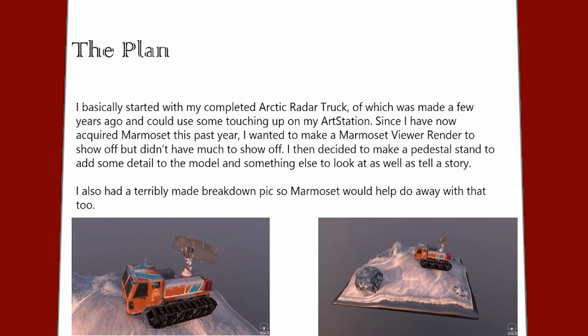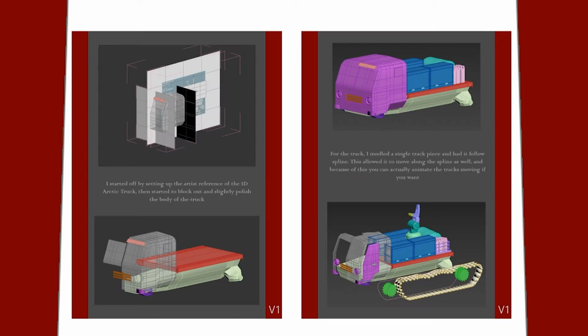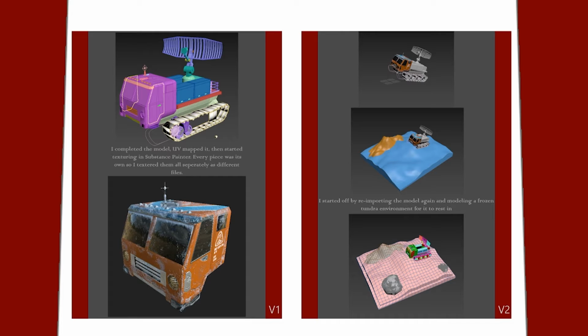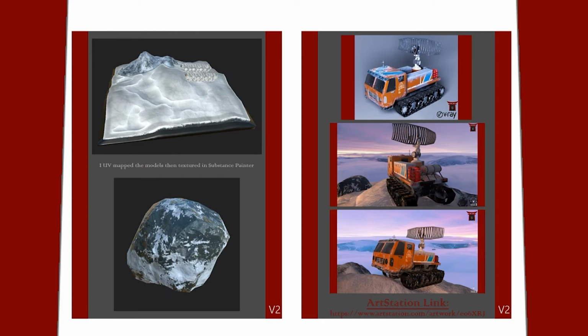And it comes with a Marmoset viewer file. I started off by blocking out the shape of the truck. I then took it through 3D Coat to unwrap and Substance Painter to texture it. I then started modeling the environment, rocks and all. Took that through 3D Coat and Substance, and these are the results of the renders. There is also a Marmoset viewer file on my ArtStation.